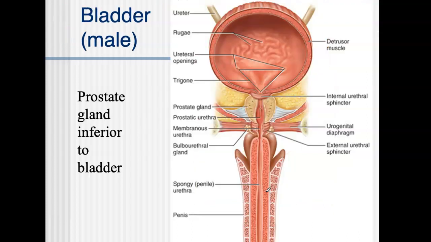In the male, the same ureteral openings here, and the trigone still, internal urethral sphincter, and then the external here. So big differences here is that we have a prostate gland between those two sphincters, and then a longer urethra.